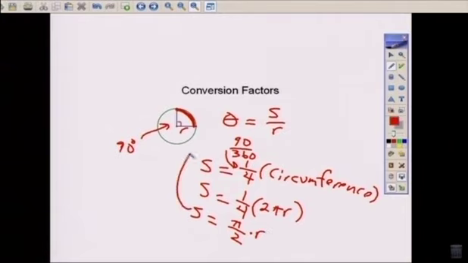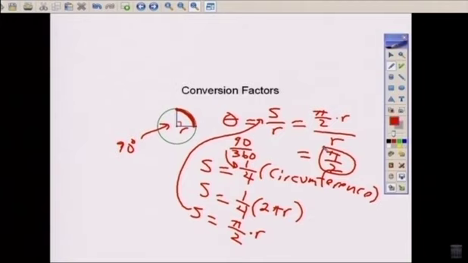Substituting that value for s back in, we can see for this particular problem that we have pi over 2 times r divided by r, which yields pi over 2. Pi over 2 represents the radian measure of that angle, but we know that we started with this angle being equal to 90 degrees.